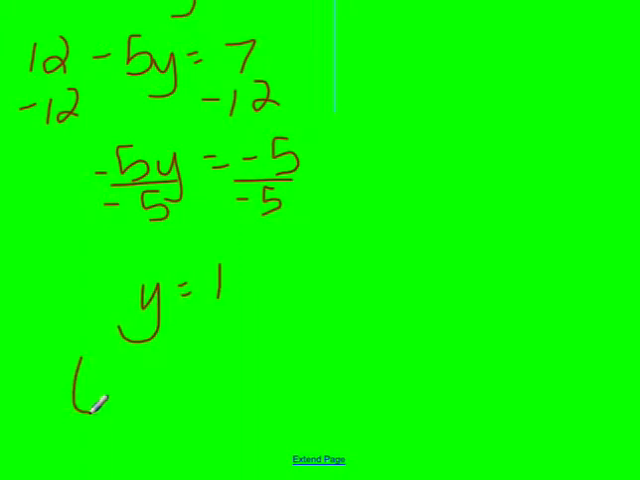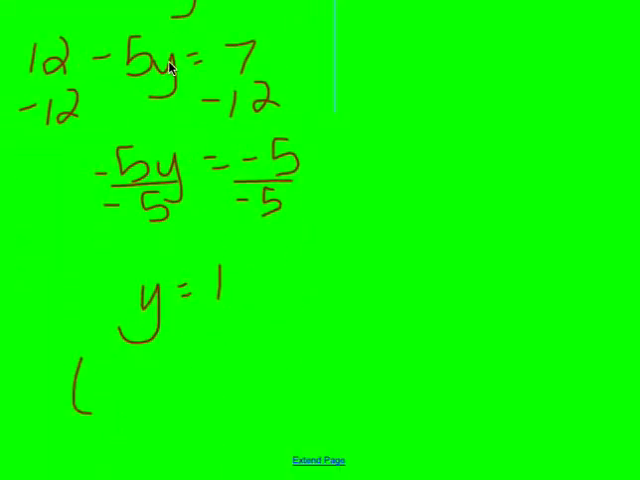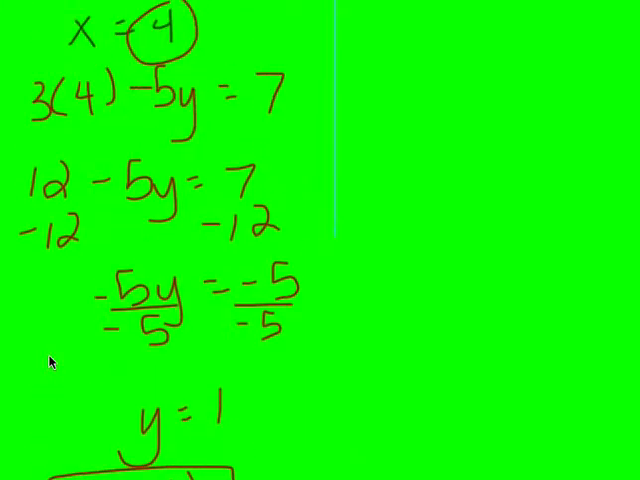Now I want to write it out as the coordinate point x, y. So first I want to take a look at my x, which is 4, and then my y, which is 1. So the answer to this one is (4, 1).